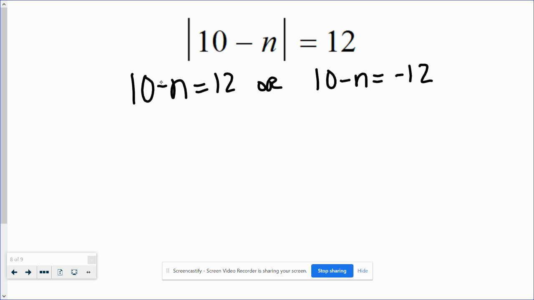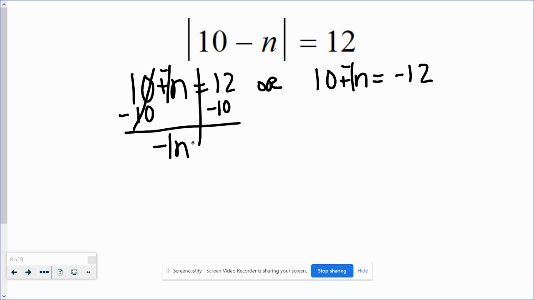So I would want to do a keep, change, and I like to sneak a 1 in front of that variable. I should have left a little bit more space. But that's really a negative 1n in both of these. That means that the 10 is being added. I would have to subtract it to get rid of it. So I'll have negative 1n equals 2, and divide by negative 1.